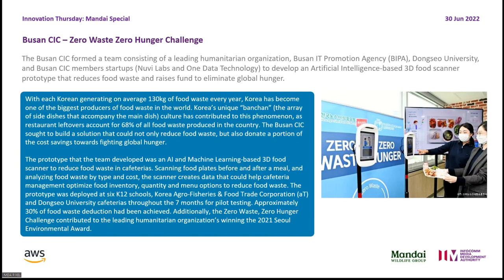The cafeteria owner will then start to understand what kind of foods the kids like, how much are the portions that they take, and so on and so forth. This actually helped to reduce the food waste, I believe by 30%. And the success of this project is such that they are now looking at how to expand this across Korean schools.